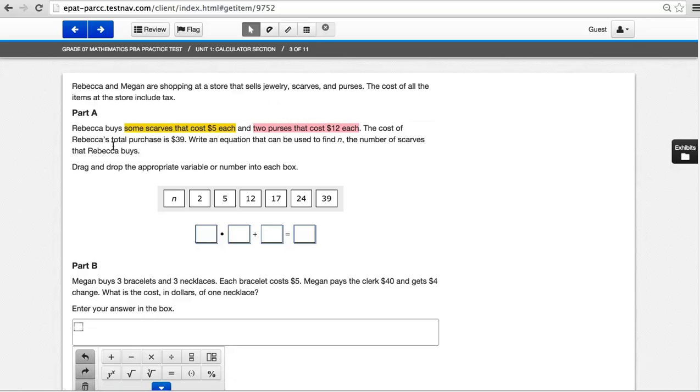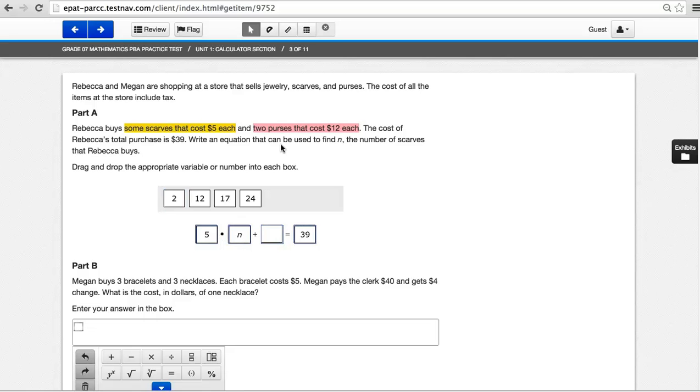The cost of her total purchase was $39, so I'm looking at this equation here. I'm going to click 39 and drag it down past the equal sign because I know the total cost was $39. Now, if she bought some scarves that cost $5 each, I'm going to bring down the 5 for the $5 each, and then n because we don't know the number of scarves.